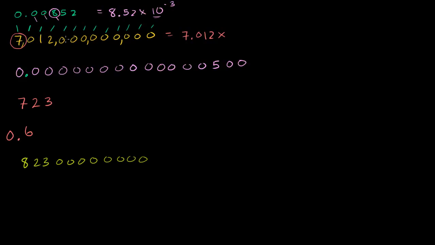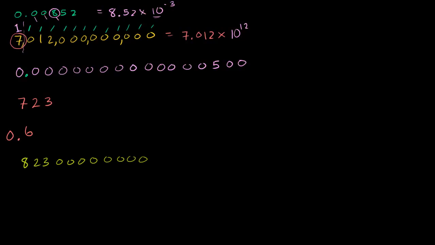And I want to be very clear. You're not just counting the zeros. You're counting everything after this first term right there. So it would be equivalent to a 1 followed by 12 zeros. So it's times 10 to the 12th. Just like that. Not too difficult.